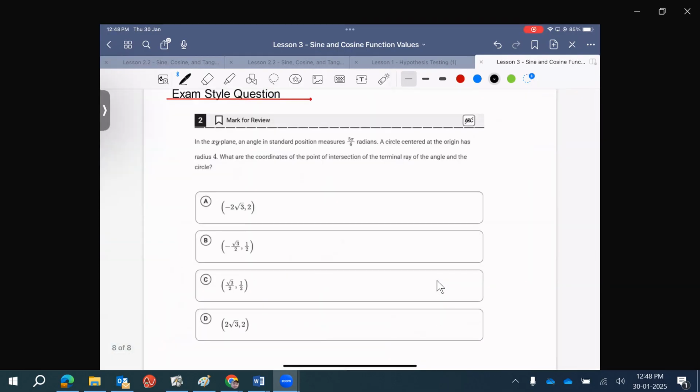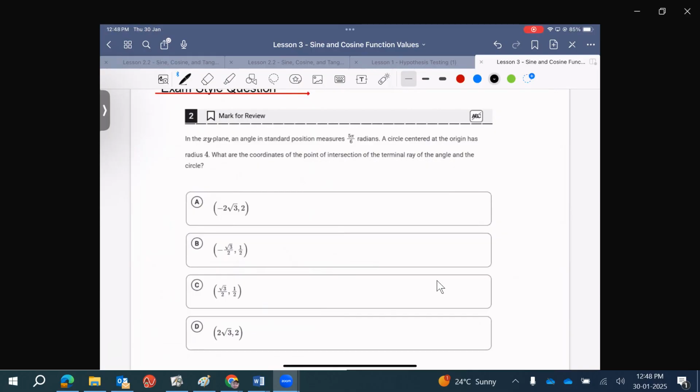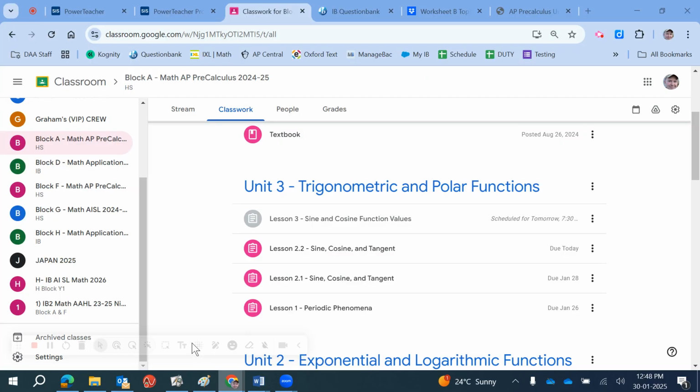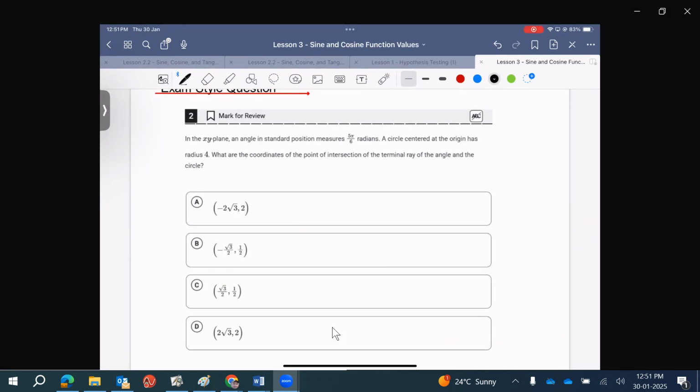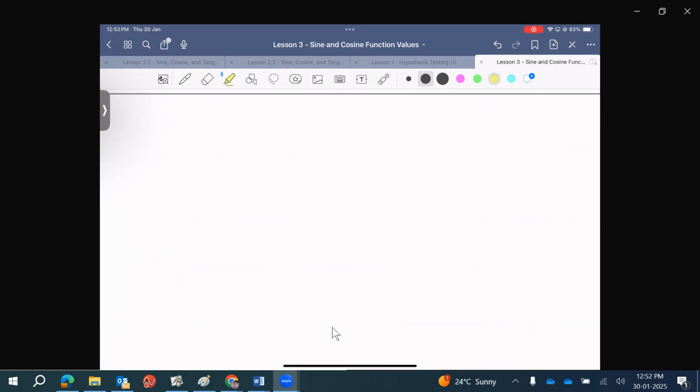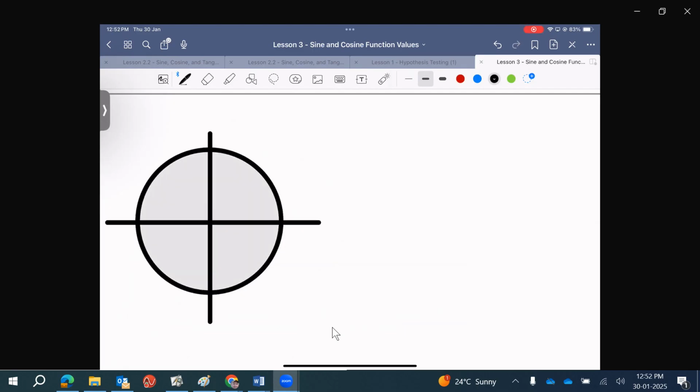All right, last question, exam-style question. Take 2 minutes for this one. All right. So, first off, we've got an angle of pi over 6 radians. Let's have a look at that. We draw a unit circle. Pi over 6 is going to be here.